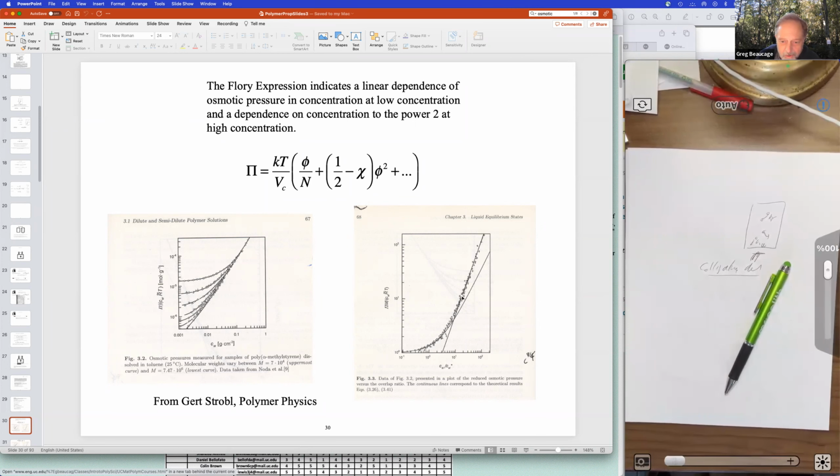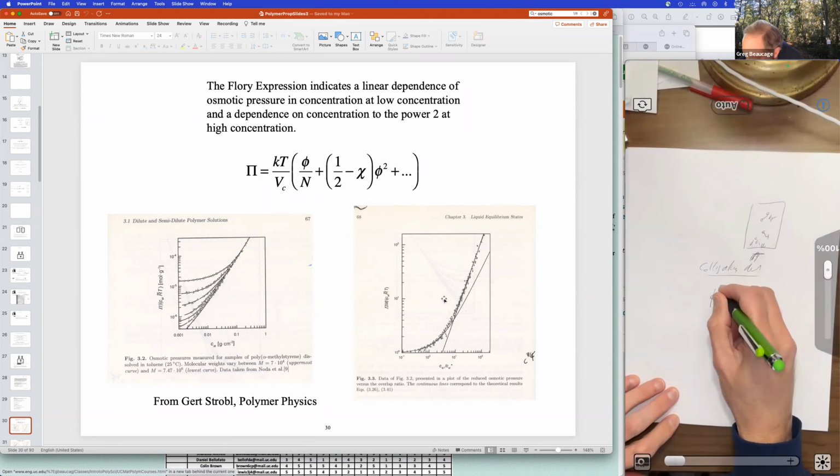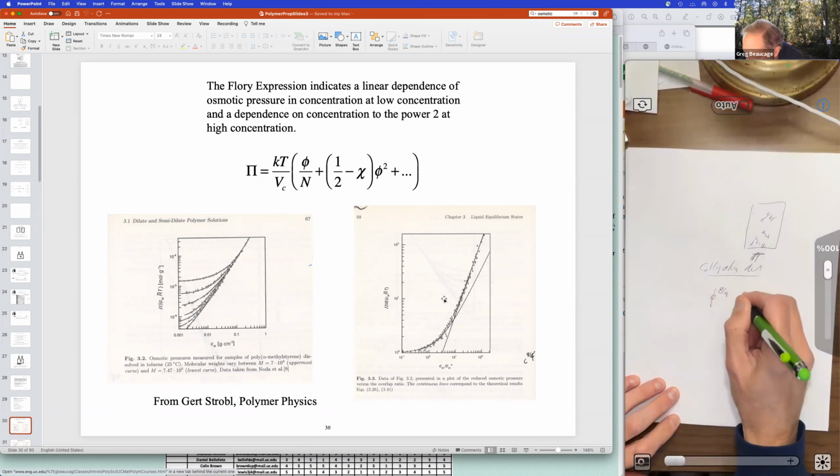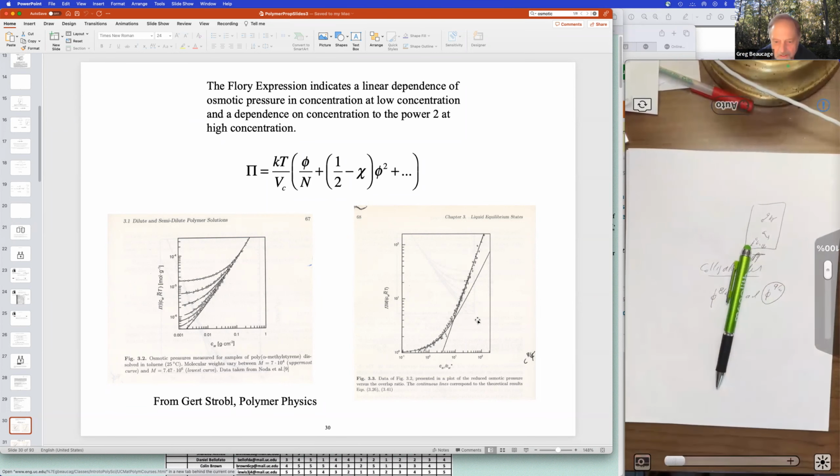But the power there actually is not 2, it's 9/4. So power 2 would be phi to the 8/4, and the actual is phi to the 9/4. So it's slightly steeper. You can see the projected Flory-Krigbaum is that straight line, and this is the actual one. So it's got a significantly higher pressure, and that's due to this expanded coil behavior.